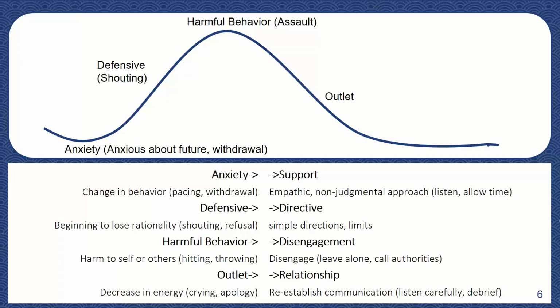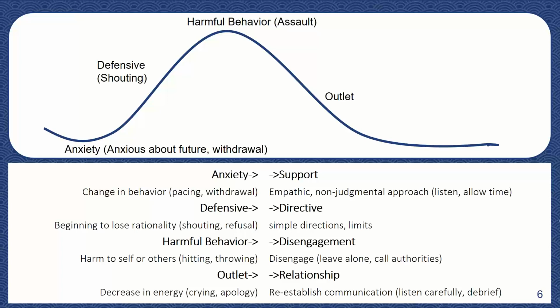We can listen and allow time, because in the anxiety stage, we're still rational. We can still think things through, and we still have that time to process. When somebody gets into the defensive stage, we begin to lose rationality, and that's when we start to see things like shouting and refusal to listen. At the crisis center, individuals start telling us, "You're not helping me, you're not doing anything, you're against me, you're not doing what I want you to do," and just getting real defensive in those ways.